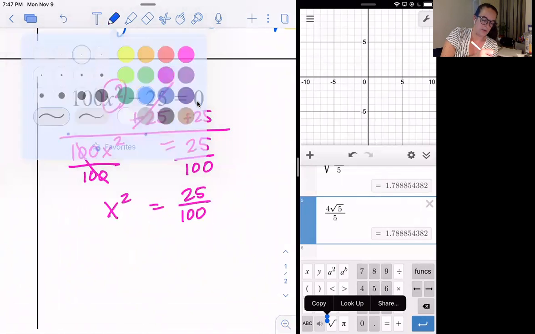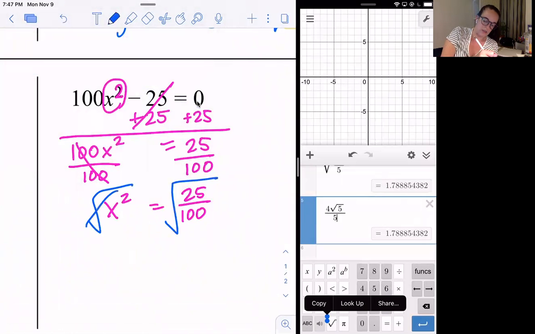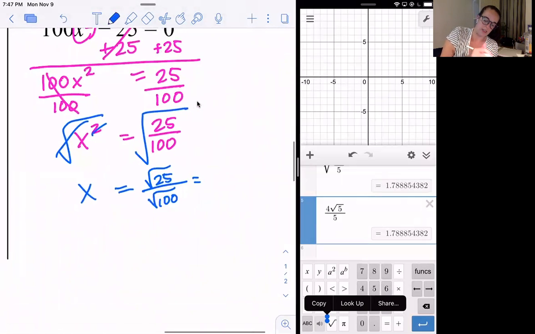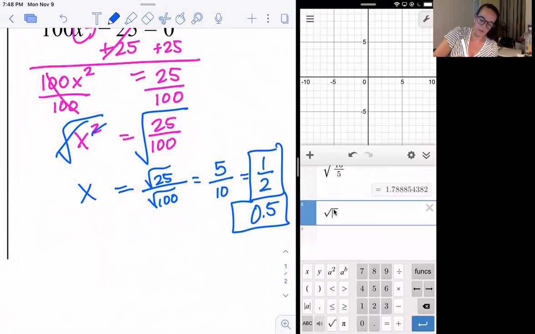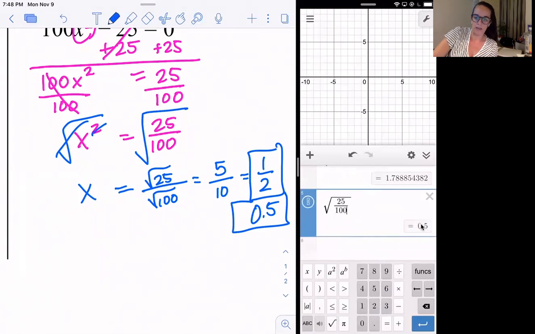Go ahead and take the square root of both sides. I get x equals square root of 25 over square root of 100, which conveniently is 5, because square root of 25 is 5 over 10, which is 1 half, or 0.5, whichever answer you like better. You could have also gone from this step, gone to your calculator, and typed in square root 25 over 100 and gotten 0.5 as well. So you can use either of these as your answer.